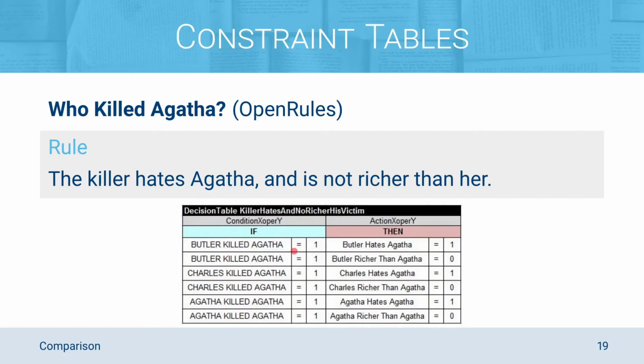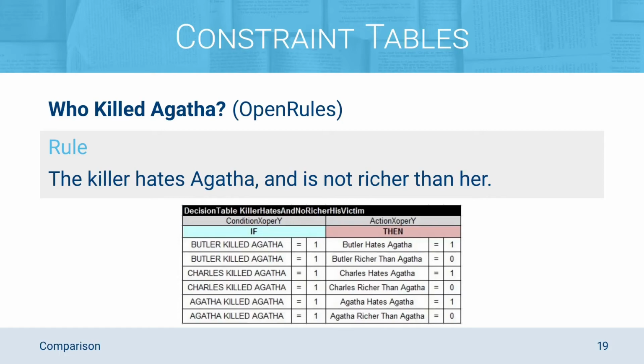If the butler killed Agatha, then the butler hates Agatha. If the butler killed Agatha, then the butler is not richer than Agatha. And we do this for every person. And of course, this has a scalability problem. If we have more people added to our list of suspects, then this table will continue to grow and grow, and we need to update our model accordingly.